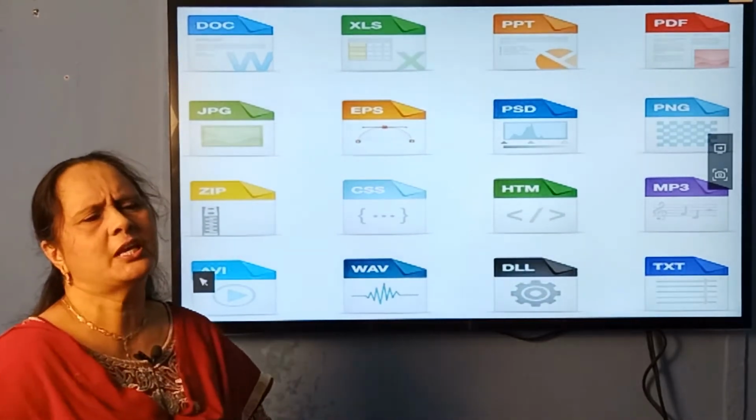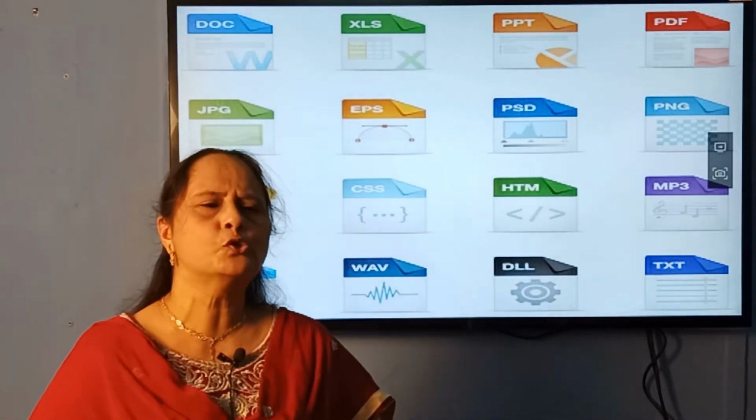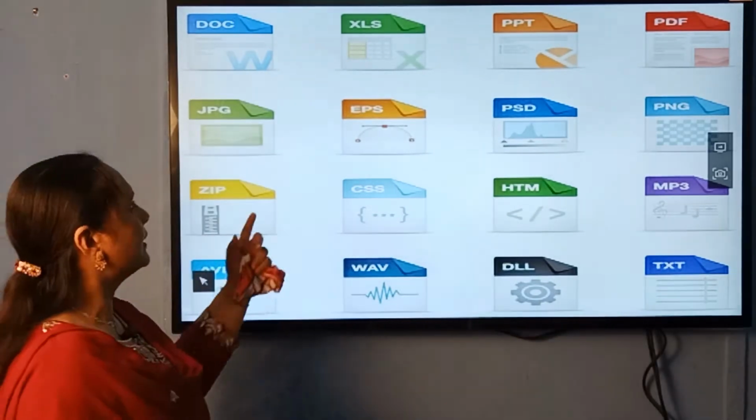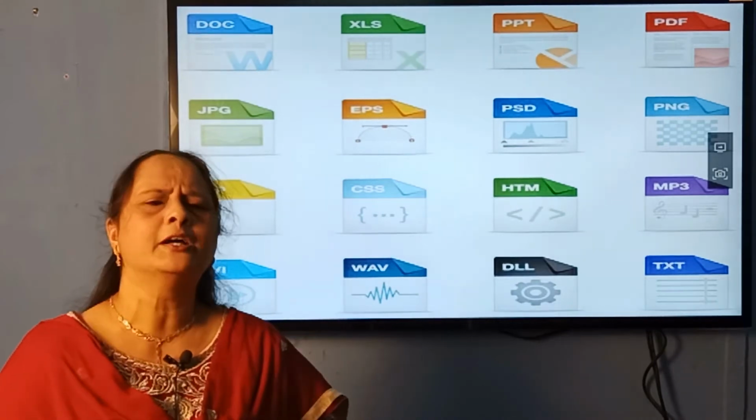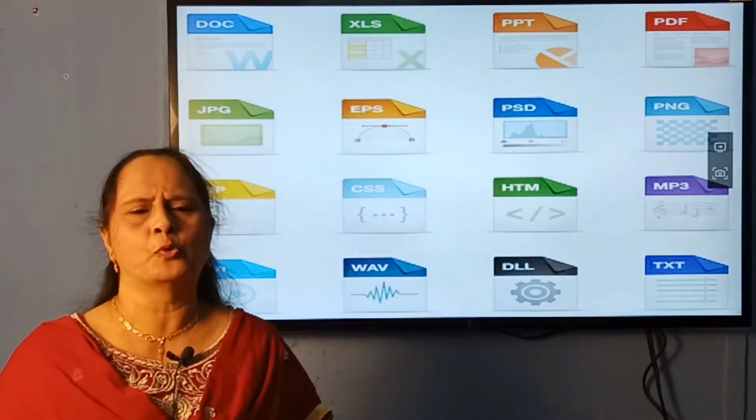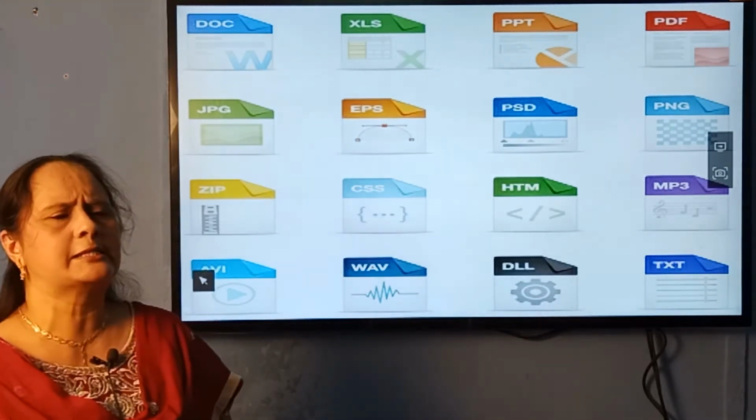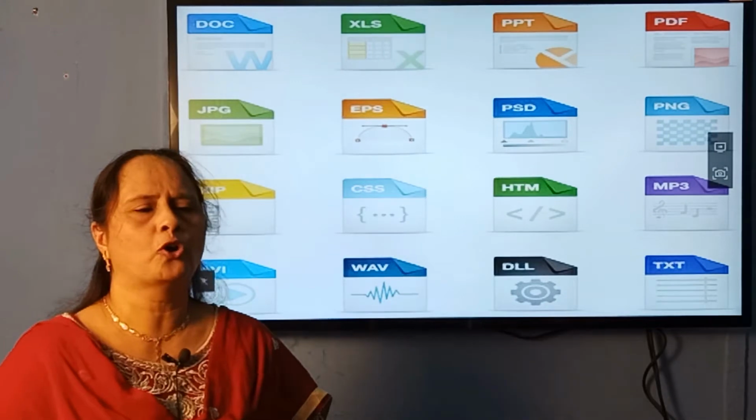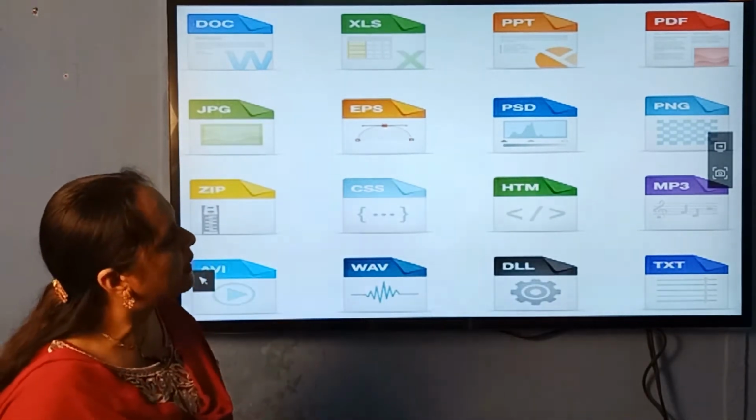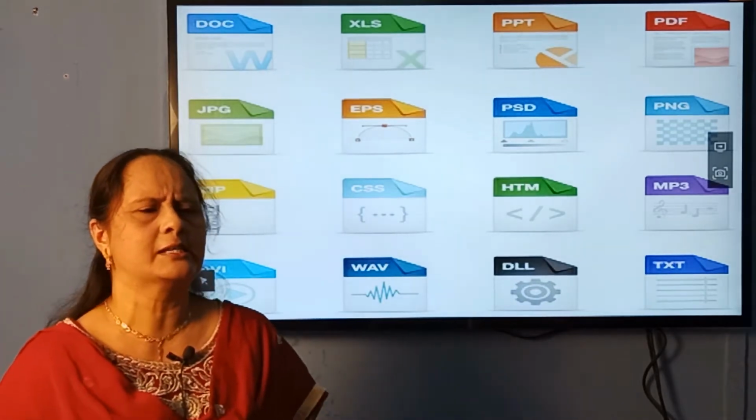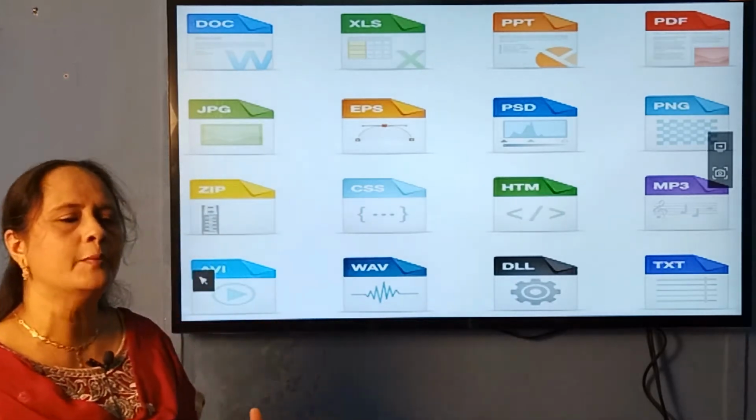Then JPEG, that is the Joint Photographic Experts Group. Actually it is used for digital imaging. Next one is the EPS. EPS is Encapsulated PostScript, and here you can do drawing, composing, planning, all that can be done using the EPS. Then PSD, it is a Photoshop document. Here you can get high quality graphic data. And the next one is a PNG. It's very easy. That is nothing but Portable Network Graphics. Here you can create the background for the Photoshop.